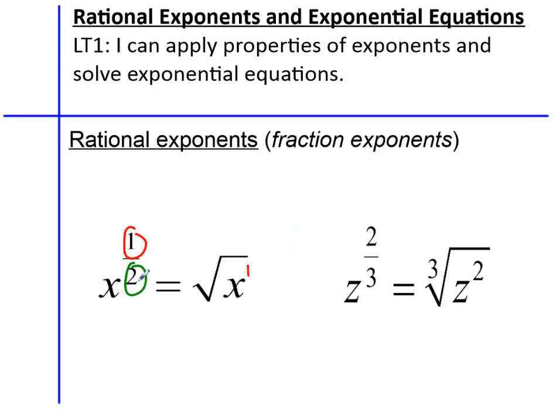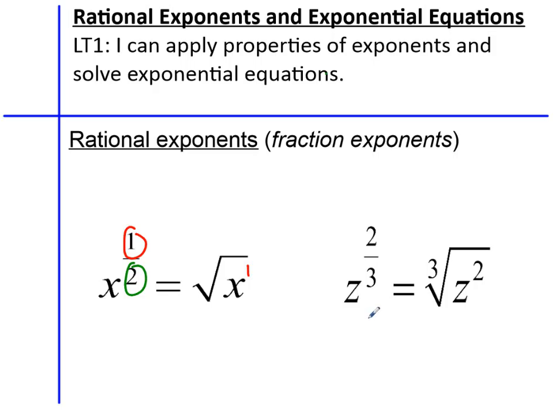The 2, which is the denominator of our fraction, is our root, or how big the root is. Since it's a 2, this is a square root. I'm not going to write a 2 here because when there's no number written, it means square root.